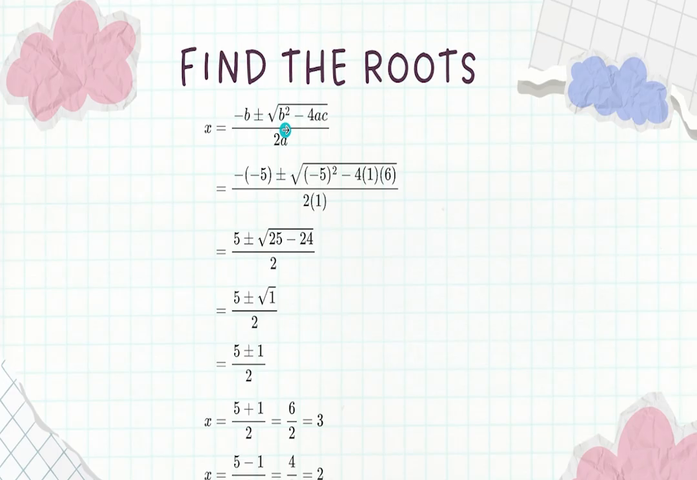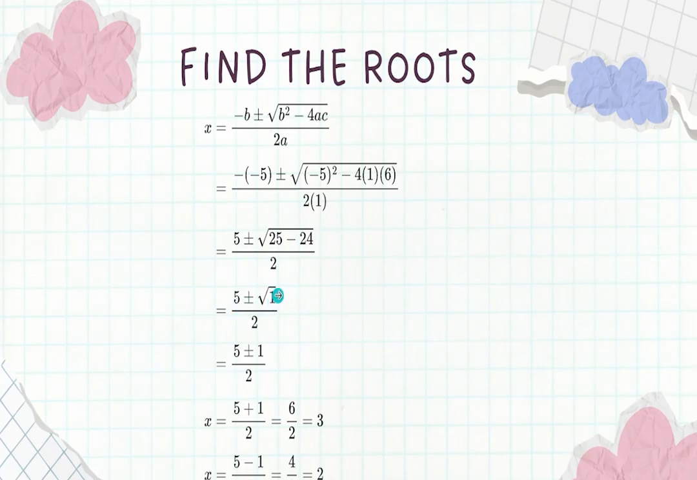So minus b is going to be minus inside bracket minus 5 plus or minus root of b square. So b is minus 5. So minus 5 square minus 4ac. So 4 into 1 into c by 2 into 1. Now minus into minus is positive, so it's going to be positive 5. So 5 plus or minus root of minus 5 square. Minus 5 square is 25 minus 4 into 1 into 6 is 24 by 2 into 1, which is 2.